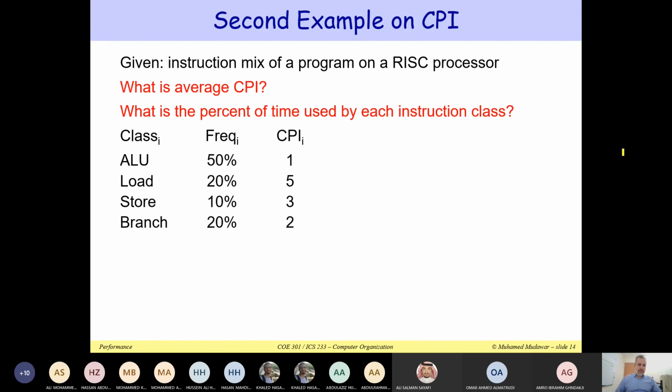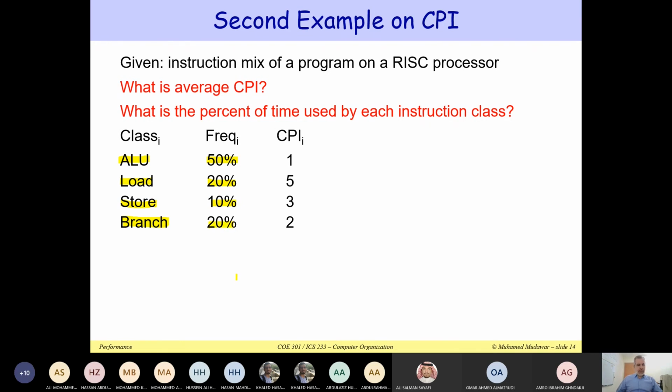So here we have, let us say, 4 classes. It shows here class 1 is ALU, class 2 is load, we have store, and we have branch. So these are 4 different classes of instructions. It says 50% of my instruction count are ALU, 20% are load, 10% are store, and 20% are branch instructions.